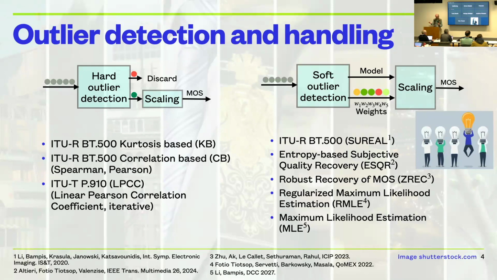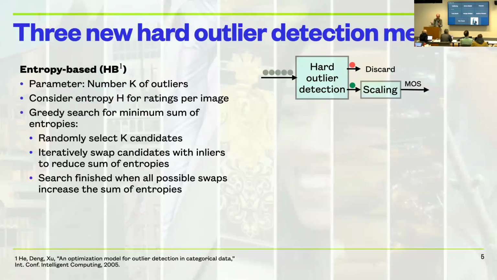We have these methods, and then we also investigated other new hard outlier detection methods, to see if we could improve this. We have three new hard outlier detection methods. One is entropy based. Actually, it's not new. It was presented in 2005 by Hay et al. It's entropy based, and it takes as input the number K of outliers.